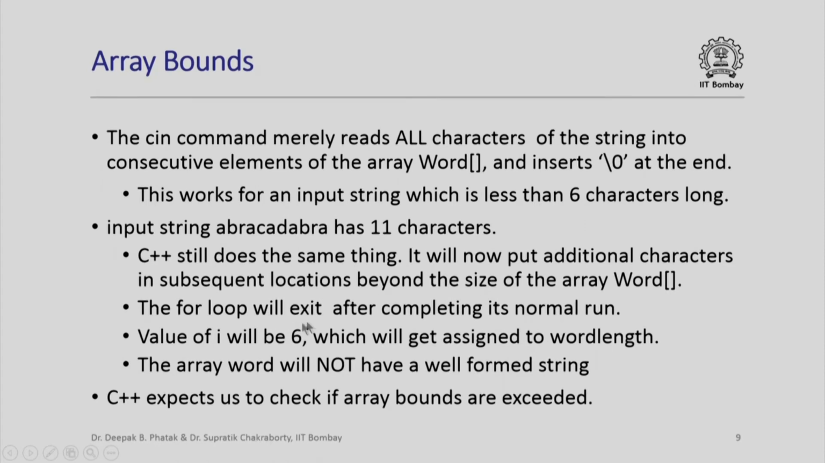The for loop will however exit after completing its normal run, which is the end of i equal to 6. So, the value of i will be 6, which will get assigned to word length. Word length will be printed as 6, but the array word will not have a well formed string because the \0 is not available at the 6th position. So, C++ expects us to check if array bounds are exceeded. It is our responsibility and not that of C++.